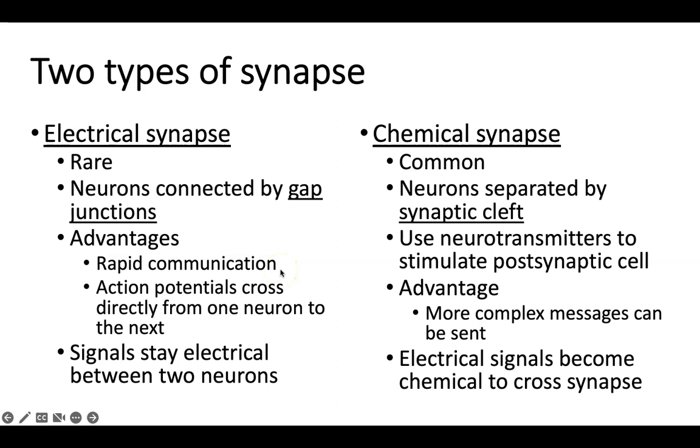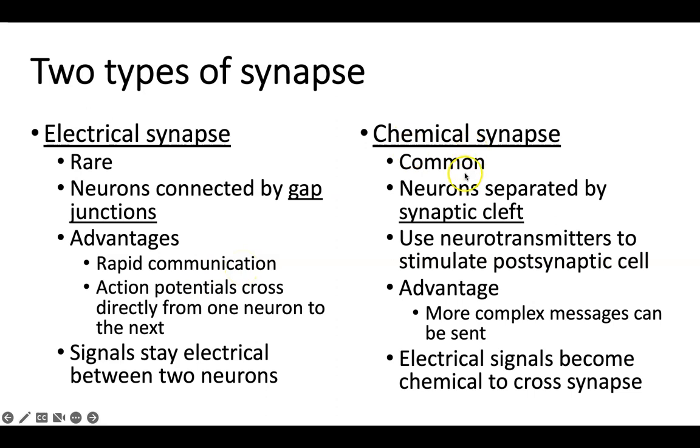And that's because the action potentials can cross directly through those pores, through the gap junctions, from the presynaptic cell to the postsynaptic cell. This also means that there doesn't need to be any translation between an electrical signal and a chemical signal. The signals stay electrical throughout the process, from the presynaptic to the postsynaptic cell. So again, this allows for very rapid communication.